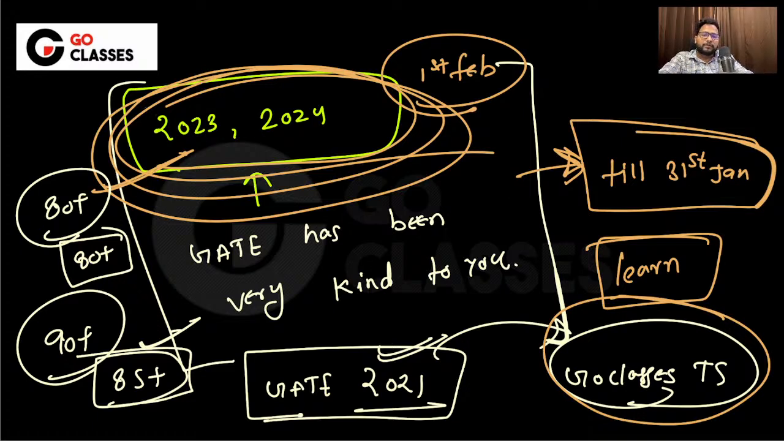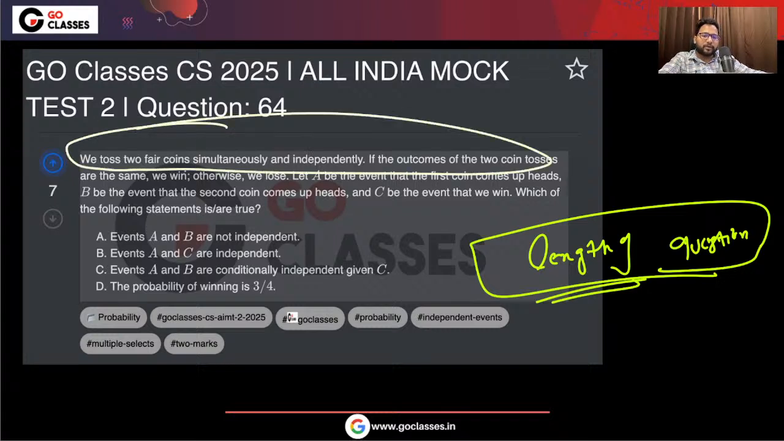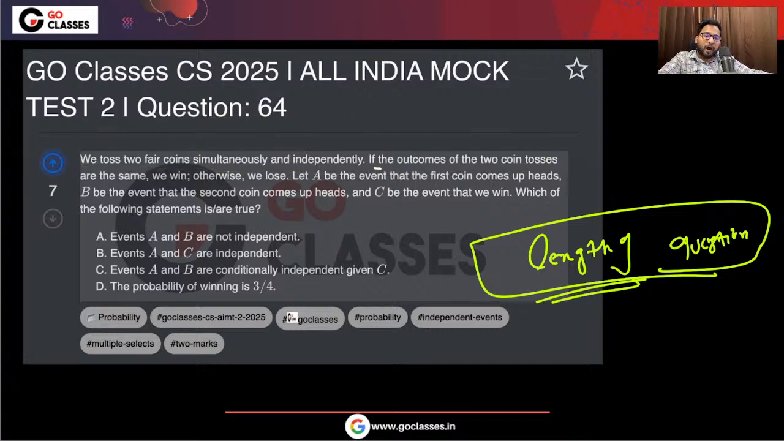Okay, so what I'm saying here is that this question was lengthy, so let's just solve it. They're saying that we toss two fair coins simultaneously and independently. If the outcome of the two coins is the same, then we win, otherwise we lose. Let A be the event that the first coin is heads, B be the event that the second coin is heads, and E be the event that we win. Which of the following is or are true? This was an MSQ question, but I think only one of the options was correct, right?